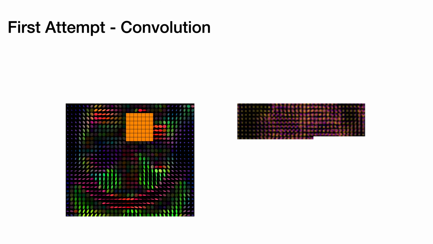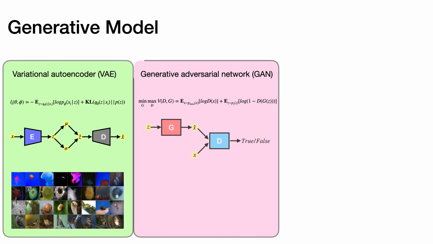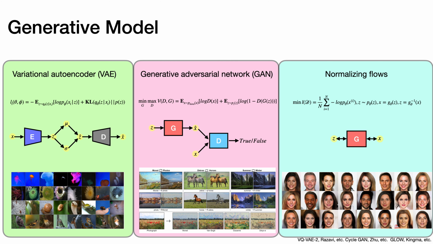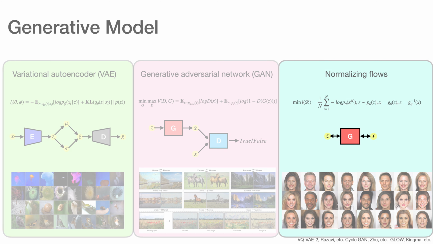Well, the first attempt would be using a convolution model, but it turns out to be very blurry. A better solution is to extend the generative model to manifold space. In order to generate sharp ODF images when given DTI information, there are several types of generative models such as VAE, GANs, and normalizing flow. Among all these methods, normalizing flow requires only one neural network. Thus, it is easier to extend to manifold space.